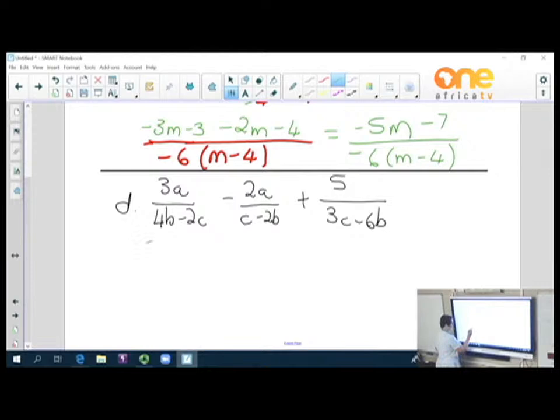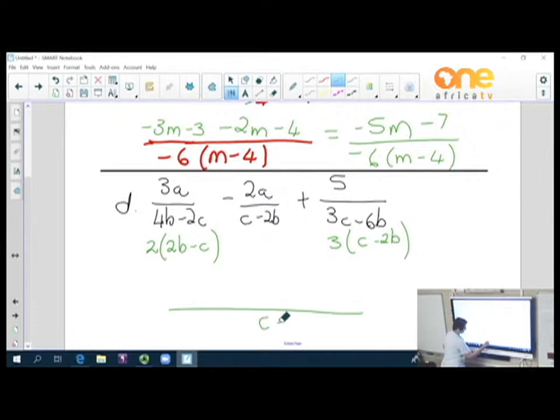Factorize. So I can take out here a 2, then it will be 2b minus c. Here I can take out a 3, and it will be c minus 2b. So this one is also c minus 2b. This one is c minus 2b. So c minus 2b will be part of my LCM, but I'll have to change the signs here.